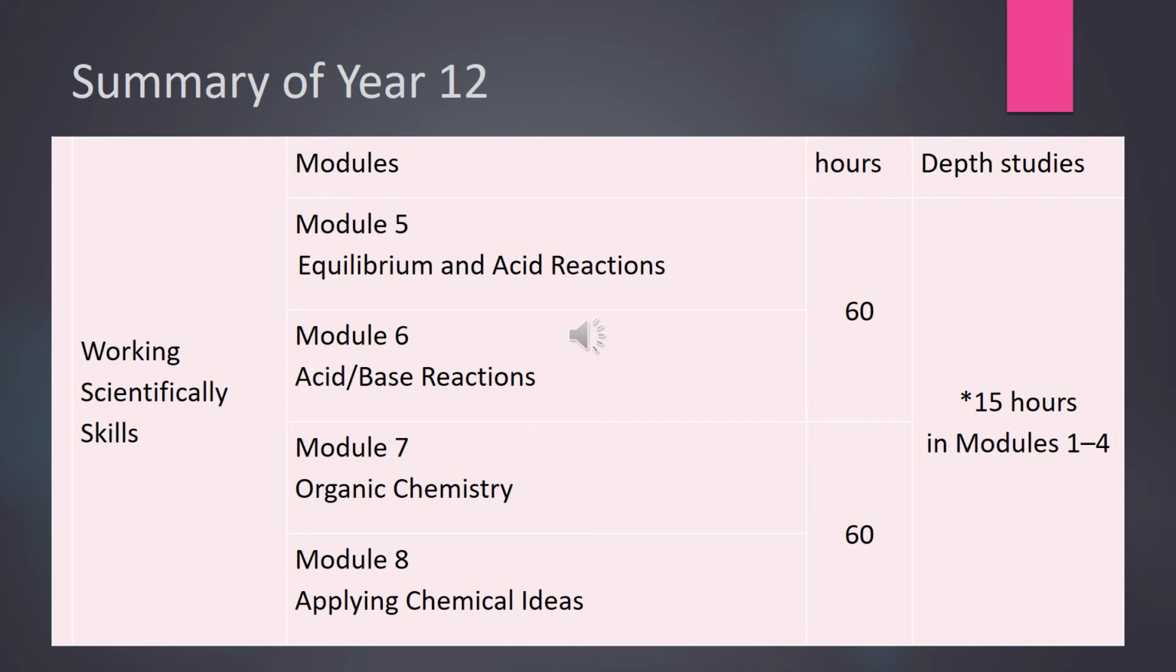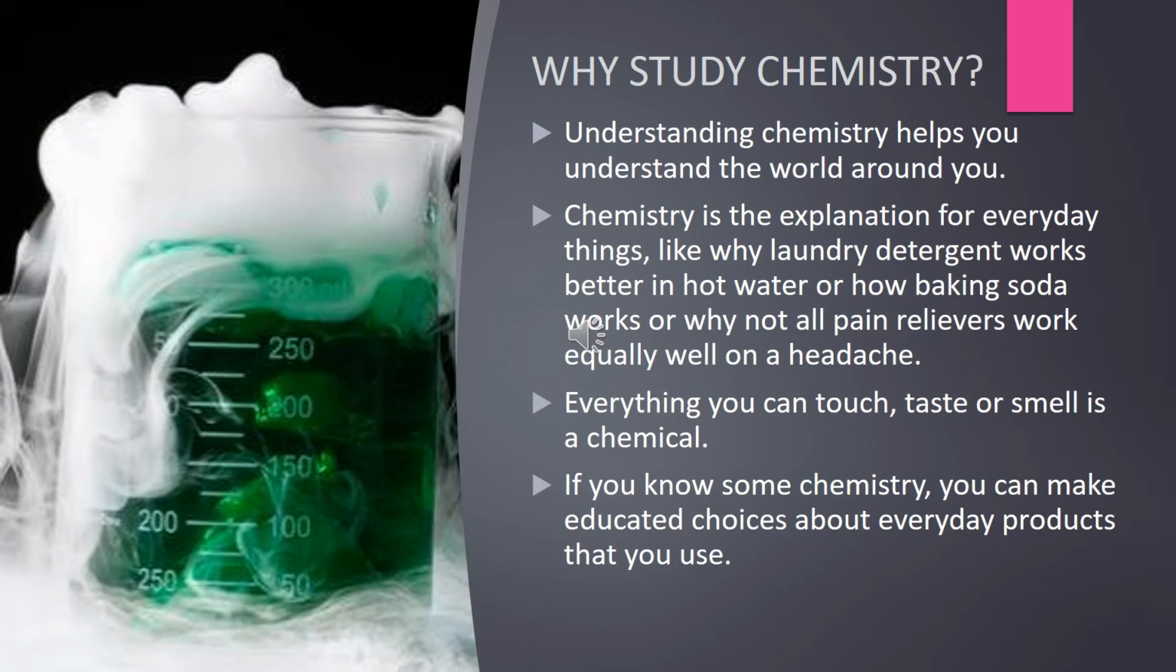Module 7 is organic chemistry, where we look at the synthesis of new substances and the characteristics of chemical properties. In Module 8, you apply chemical ideas and identify and analyse the importance of chemicals in science, for example, in medicine. Again, a depth study will need to be done, and this can be either multiple depth studies or one large depth study. So why should you study chemistry?